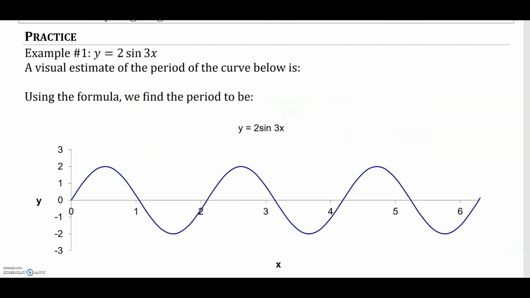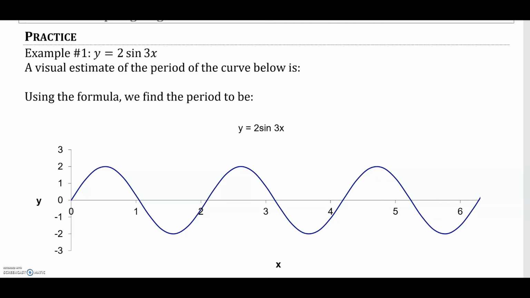Practice. So pause the video, give this question a try, and then play the video and compare your solutions to what's worked out here. Example 1. Y is equal to 2 times sine of 3x. A graph of the function is given below, and we are asked to visually estimate the period of the curve.